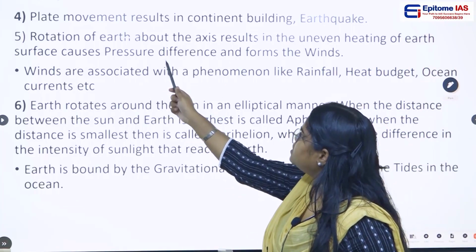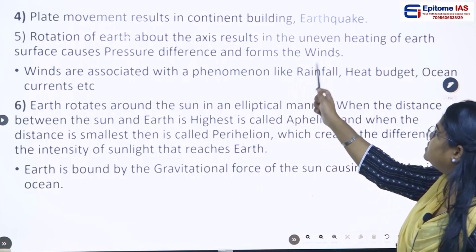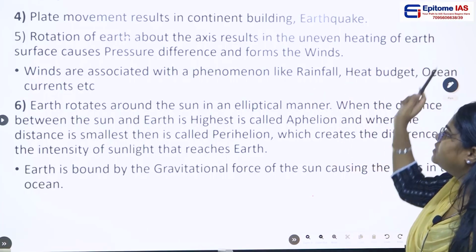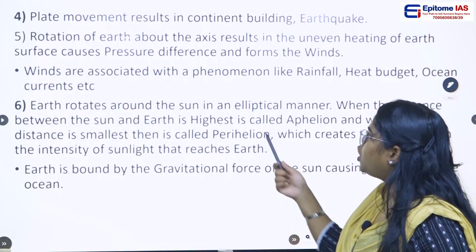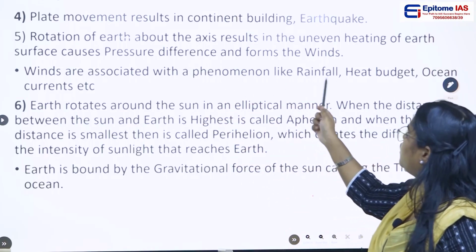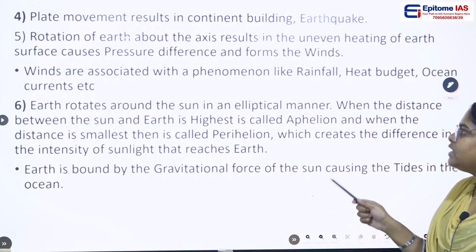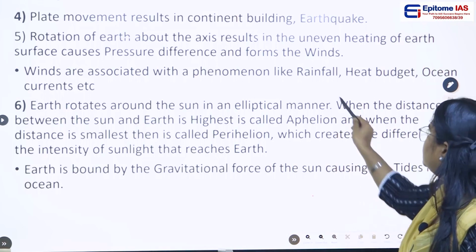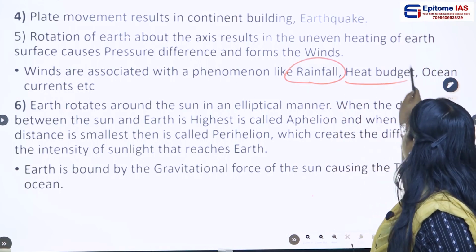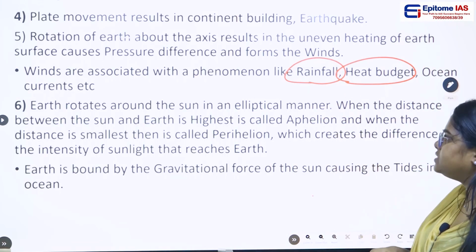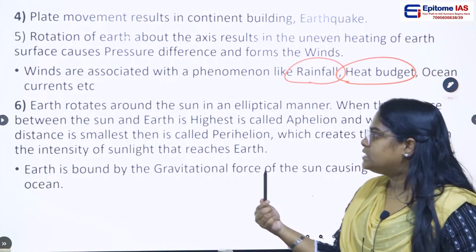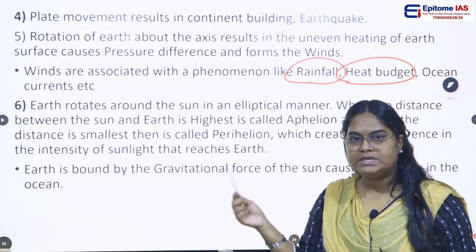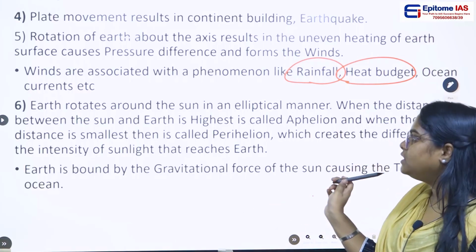Then rotation of Earth about the axis results in the uneven heating of the Earth surface, which causes pressure difference and forms the winds. These winds are associated with phenomena like rainfall, heat budget, and ocean currents, etc. So rotation of Earth is also responsible for the changes in the surface of the Earth.